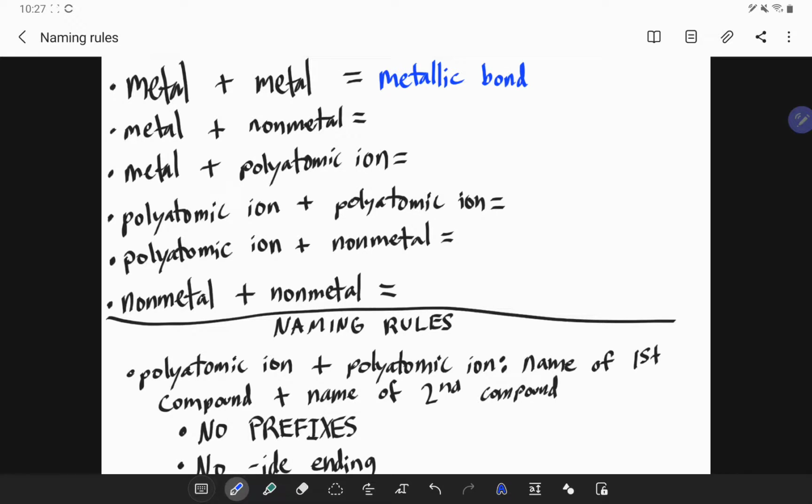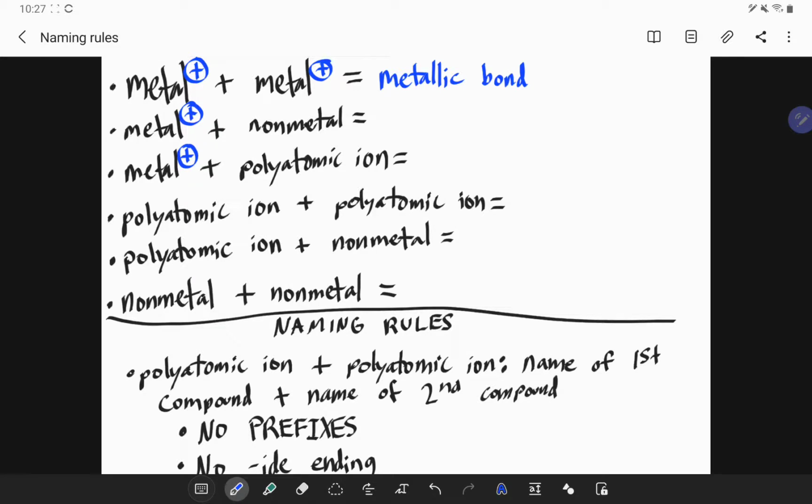And a metal, keep in mind, metals are on the left side of the periodic table. They would rather lose electrons than gain them to get to 8 valence electrons. And so they form positive charges. Metals always form positive charges. I can't think of any exceptions to that rule. Metals form positive charges. So two metals bonded to each other, metallic bond.